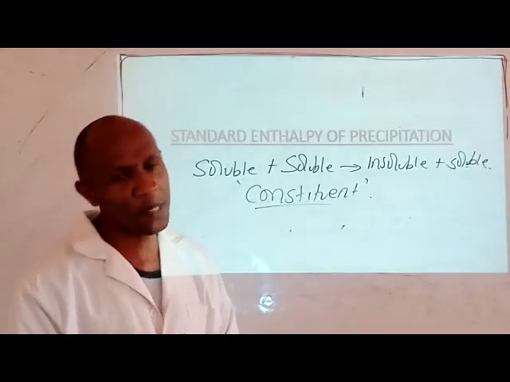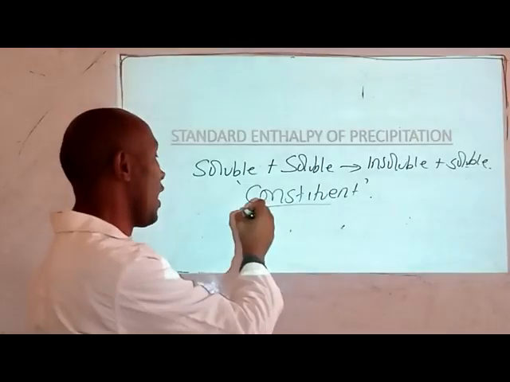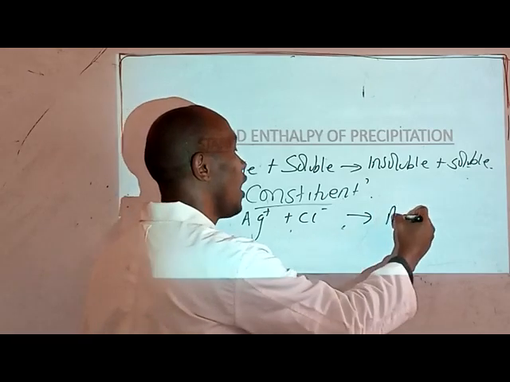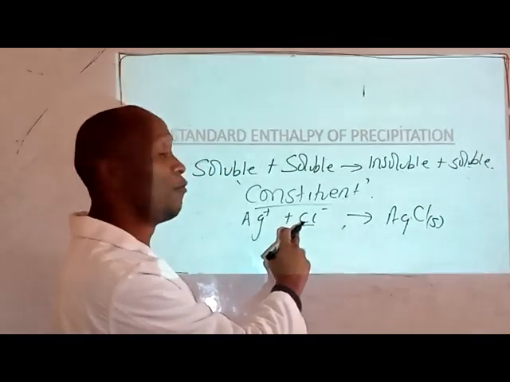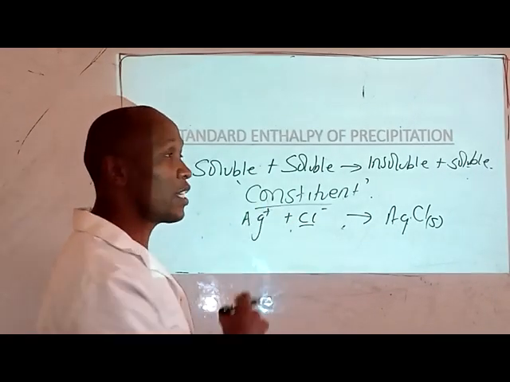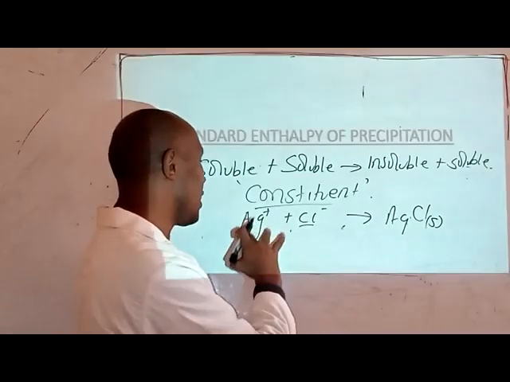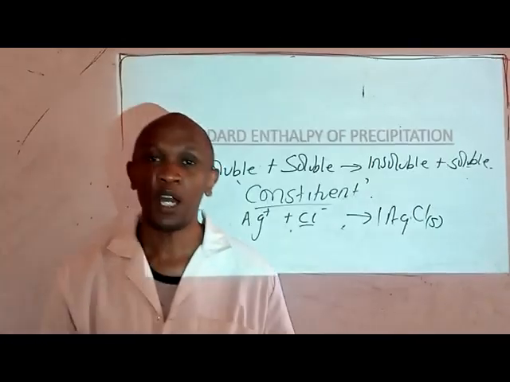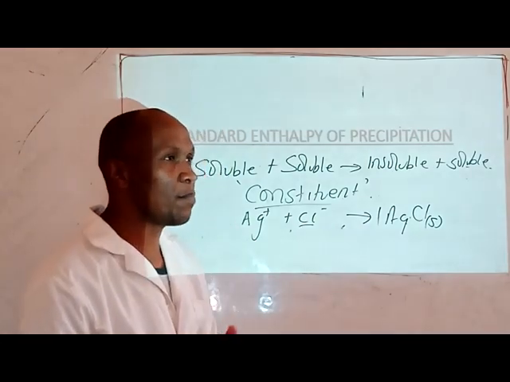So the enthalpy of precipitation of silver chloride therefore may be the enthalpy of a reaction of silver plus chloride ions to form silver chloride in solid state. Of course, this must be from a compound like sodium chloride, and this must be from a compound like silver nitrate. But all I'm interested in is the silver ions and the chloride ions. So when I end up with 1 mole of silver chloride, then I'll call that the enthalpy of precipitation.